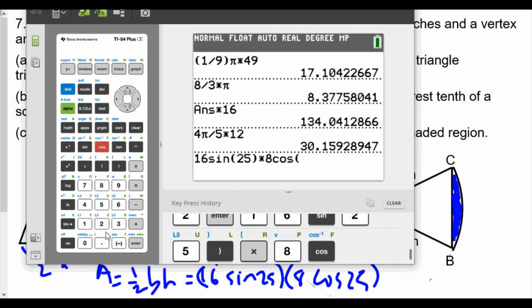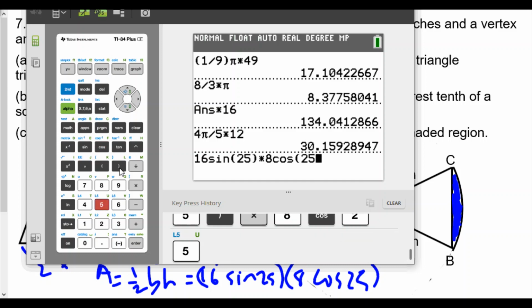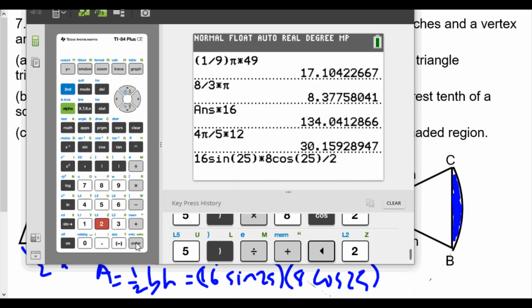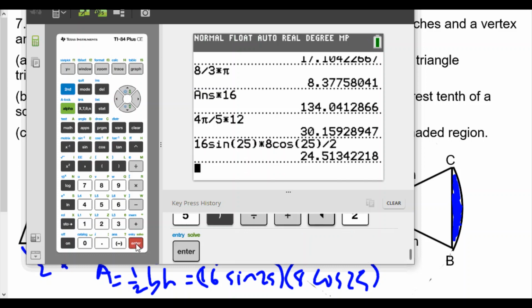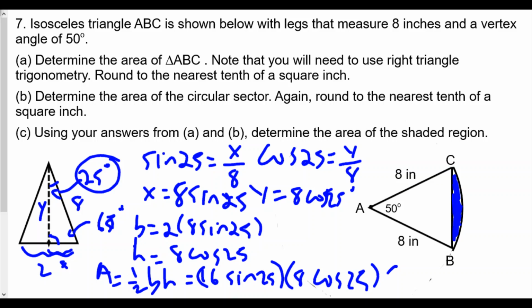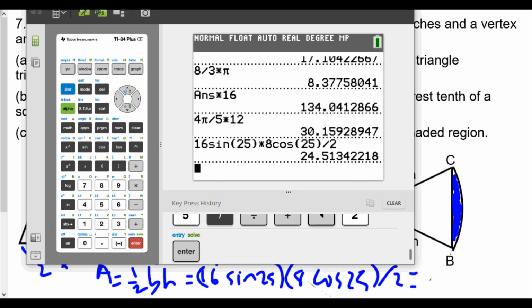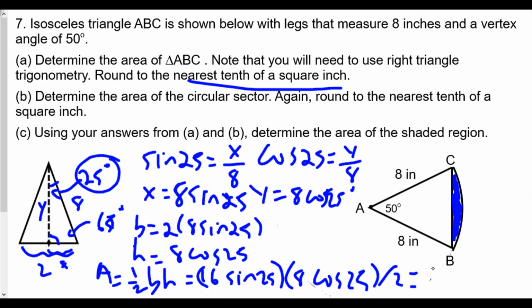And I forgot one other thing. We have to divide by 2. Because the base and height are going to be, in this case, 16 sine 25 times 8 cosine 25, and we divide the whole thing by 2 to get the area of the triangle. So that gives us 24.5. To the nearest tenth of a square inch, we said 24.5. So 24.5 inches squared.